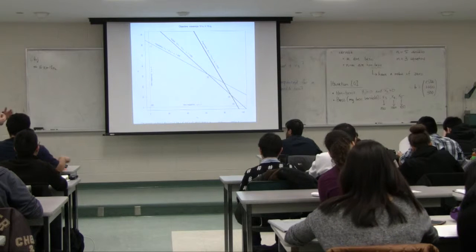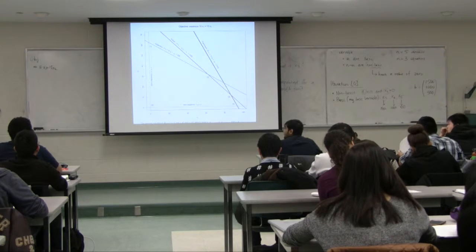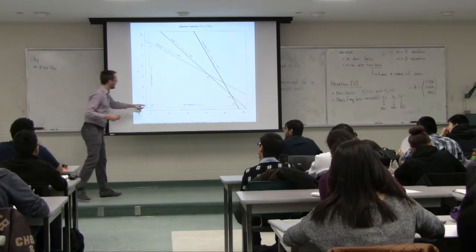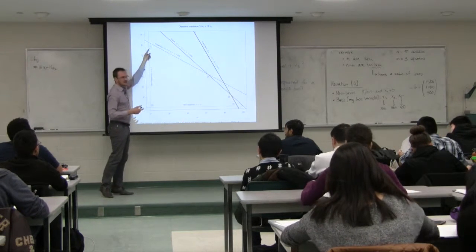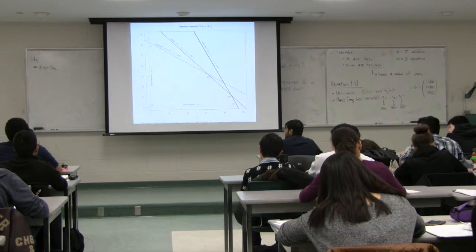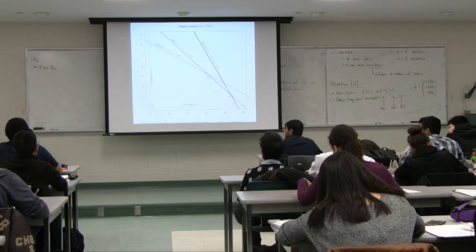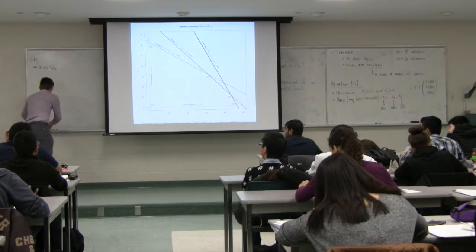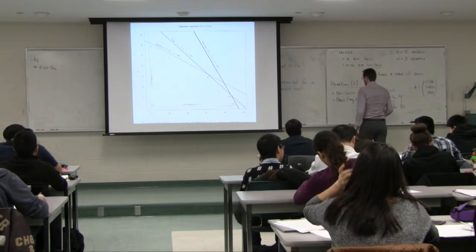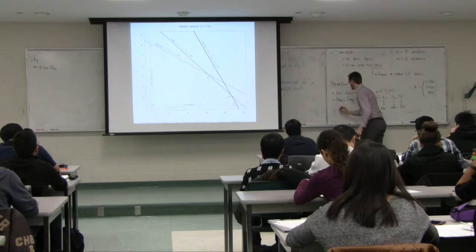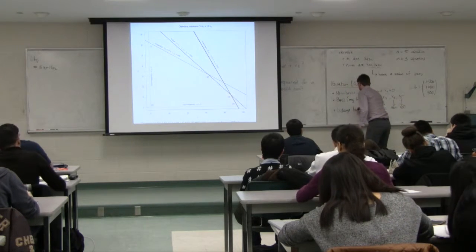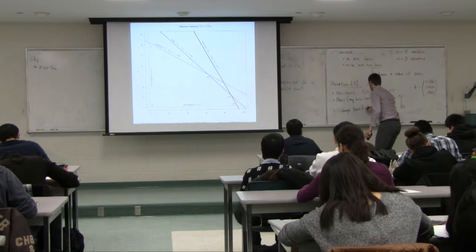Now, why this emphasis on basic and non-basic variables is quite simple. When we go from one point to the next, we have to give up a basic variable and exchange it with a non-basic variable. Let's write this out visually. The next step in my iteration is to exchange a basic and a non-basic variable.